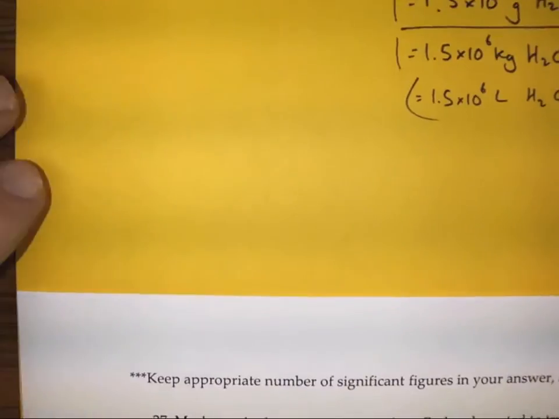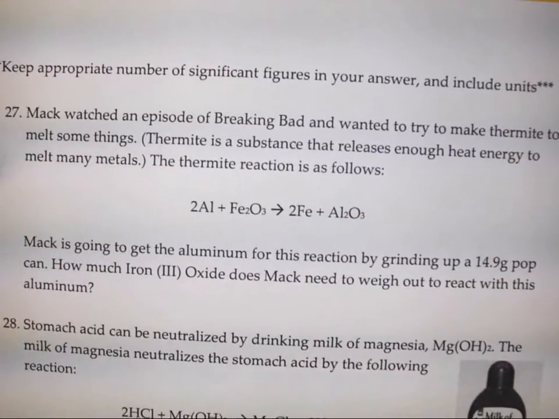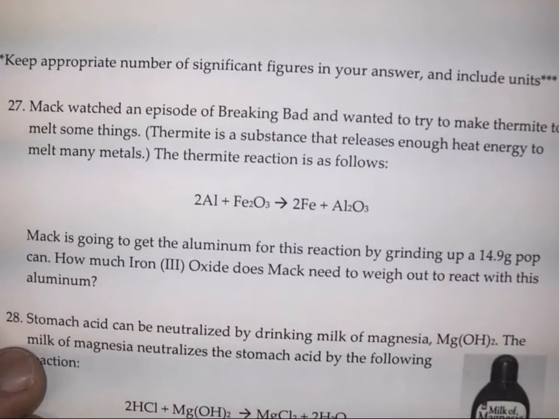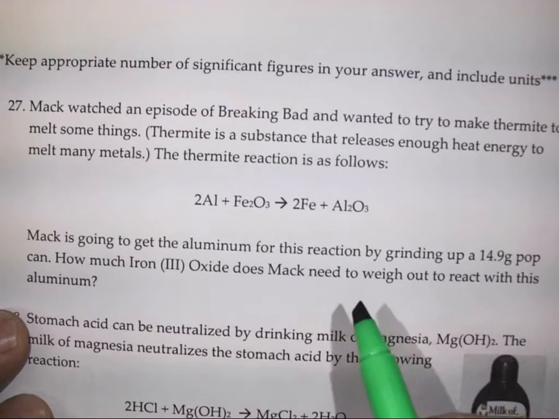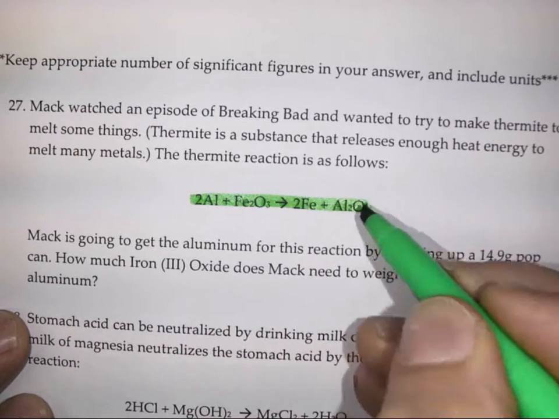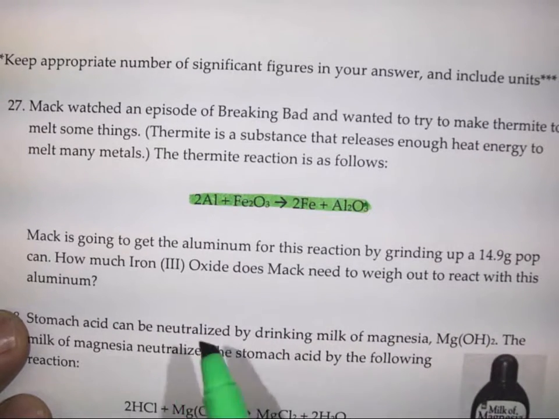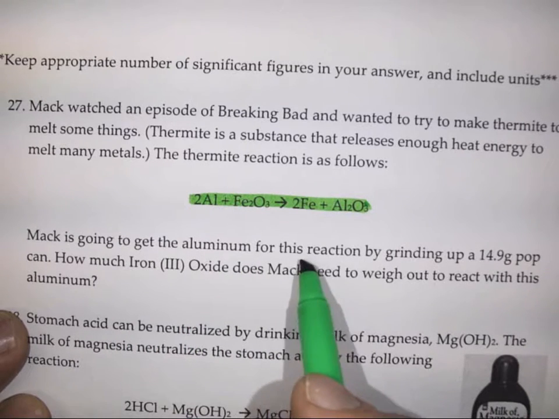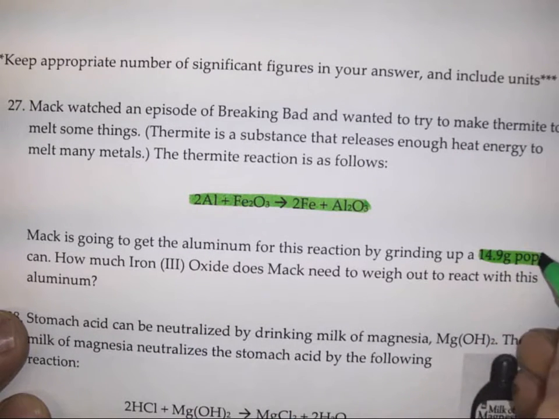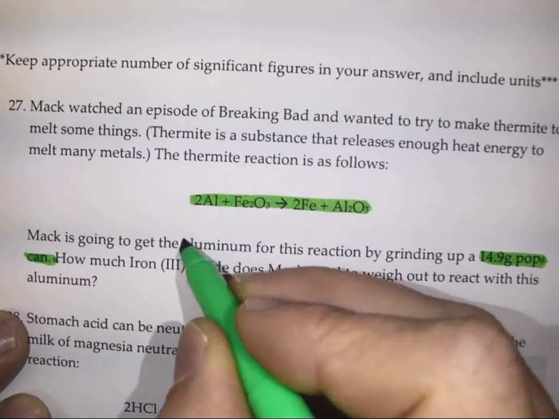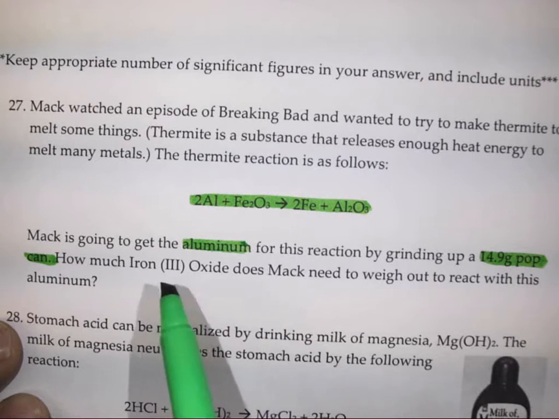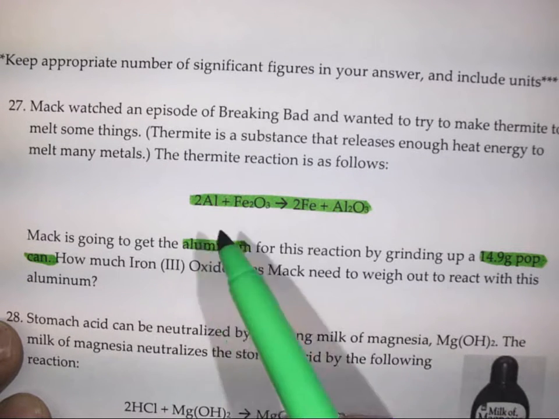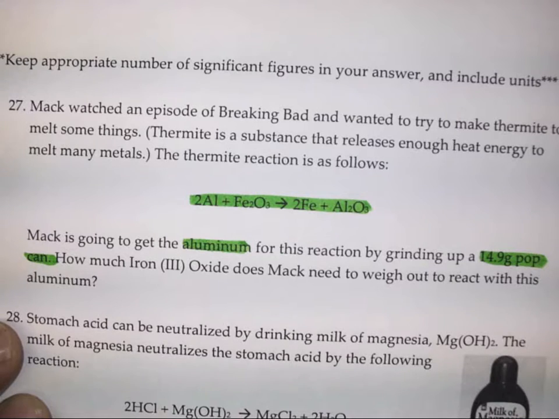So, okay, we've got a question about Mac watching Breaking Bad, and he tries to make thermite to melt some stuff. Thermite just happens to release tons of heat energy, very exothermic. And so we've got a reaction here that's given and useful. All right, so Mac is going to get the aluminum by grinding up a 14.9 gram pop can. So that's the aluminum. And the question is, how much iron oxide will Mac need to weigh out to react with all this aluminum? Okay, actually doesn't look so bad.